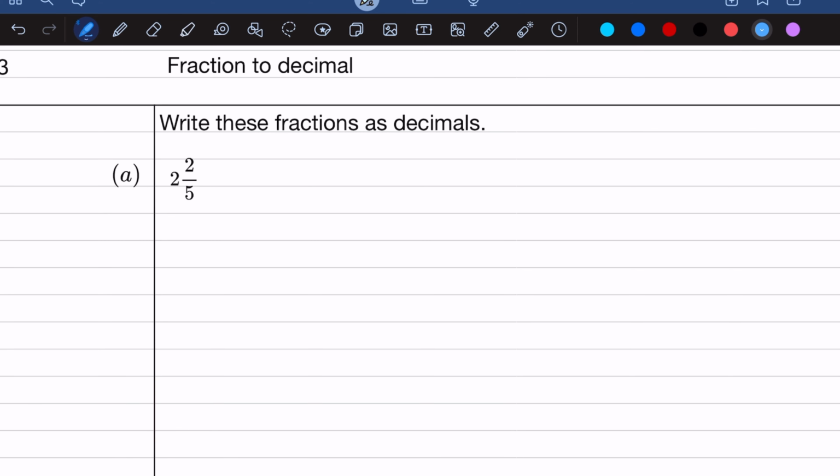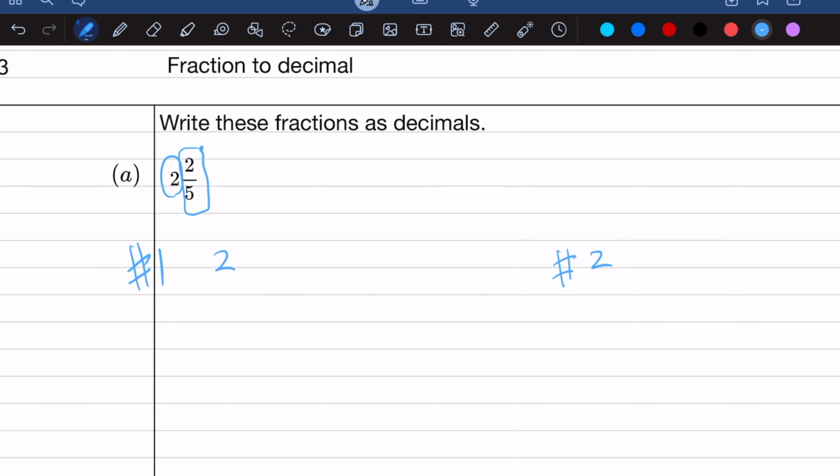So, as you can see, we got a mixed fraction here. How do I know? There's a little number in front, followed by the fraction. So that's a mixed fraction. There are two ways to solve this problem. First, you can just leave the little 2 there, deal with 2 divided by 5. The second way is you can convert our mixed fraction to improper fraction and then deal with the rest.